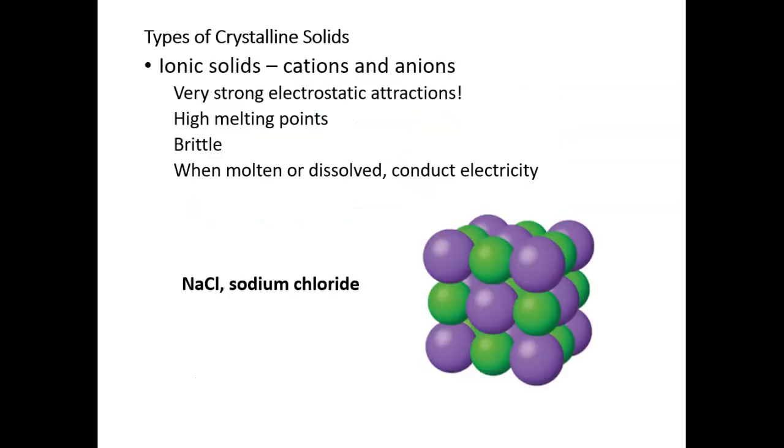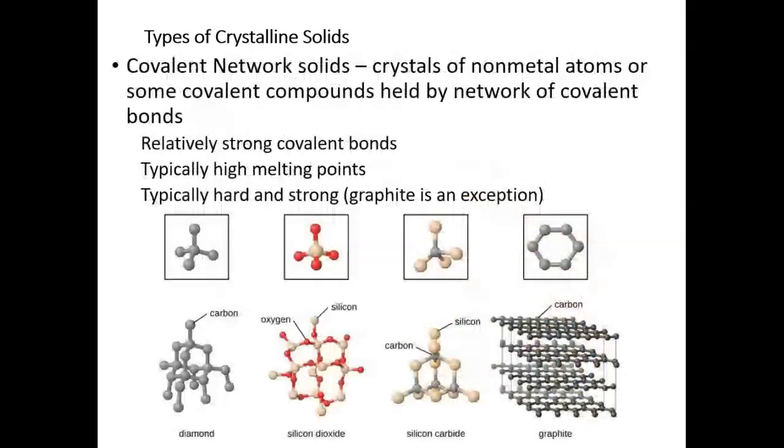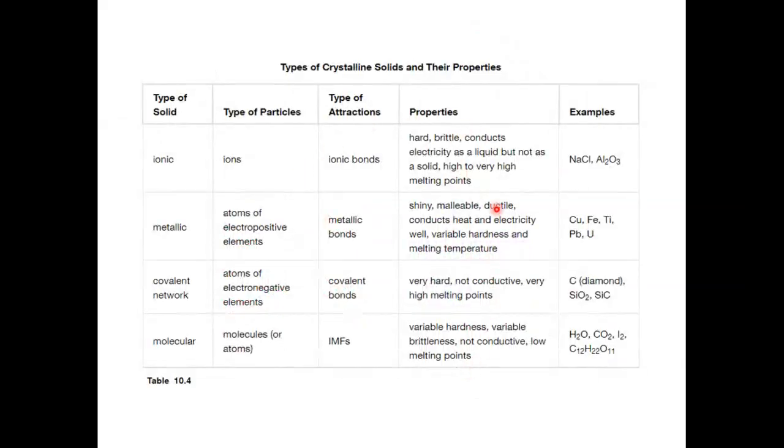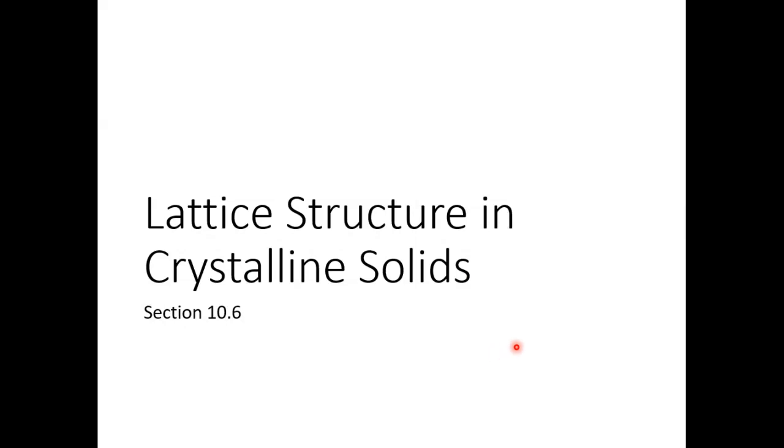Your job for section 10.5 was to go through and know some of these properties for these 4 types of crystalline solids: ionic, metallic, covalent network, or just a molecular solid like sugar, CO2. And then there was a table that summarized all that. To end this chapter, I want to look at a little bit of that order that's in crystalline solids.